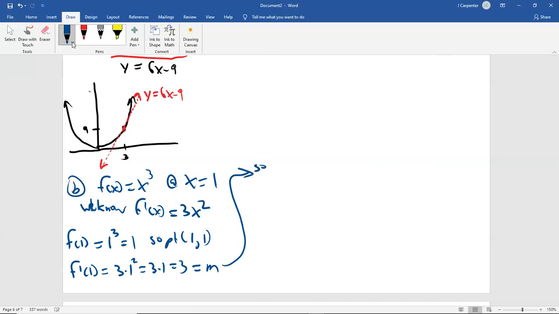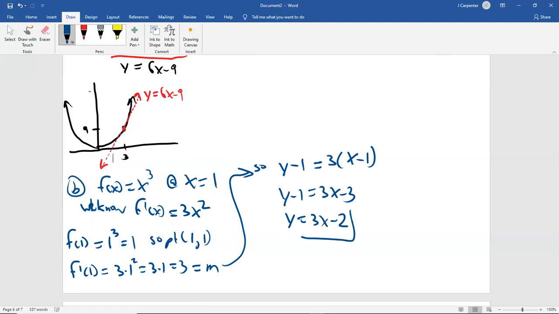So our tangent line is y minus y1, which is 1, equals m, which is 3, times x minus x1, which is also 1. Distribute the 3, you get y minus 1 equals 3x minus 3. Add 1 to both sides, you get y equals 3x minus 2. Watch your signed arithmetic. Your calculus students, you should know your signed arithmetic. I'm going to skip drawing this one. Feel free to do it on your own.